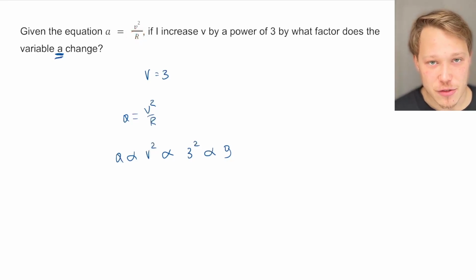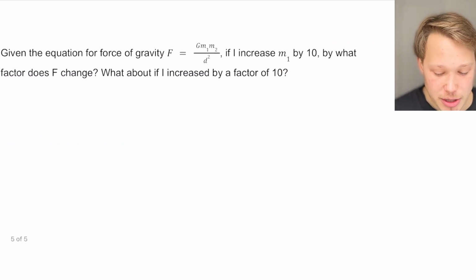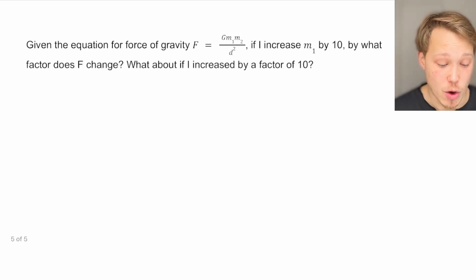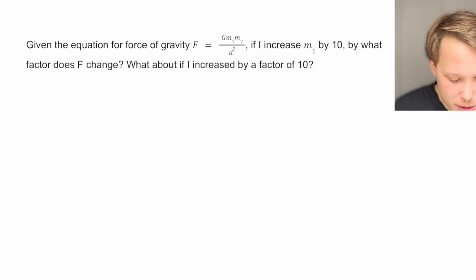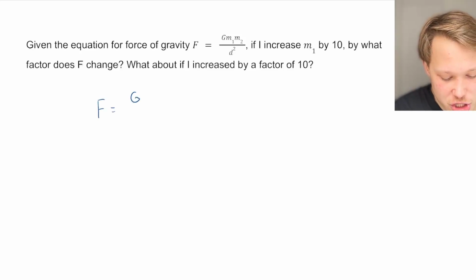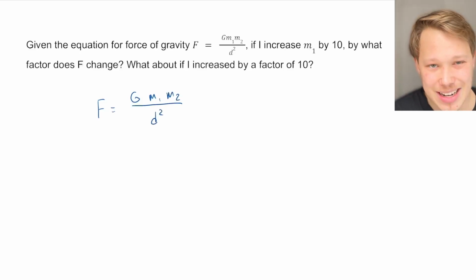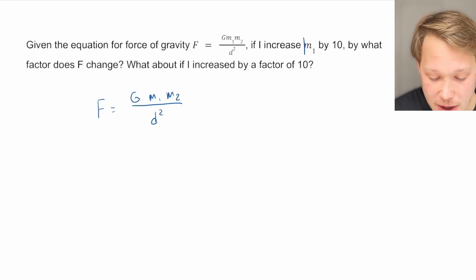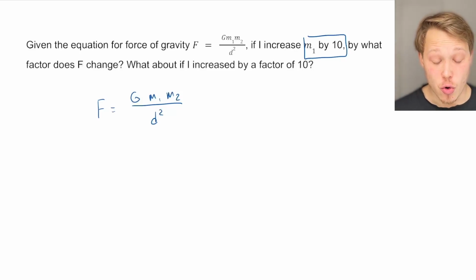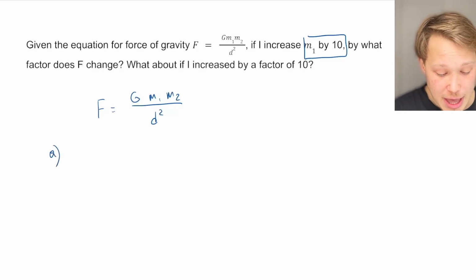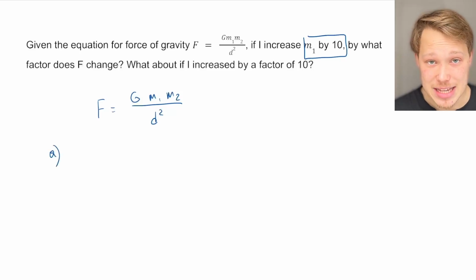Now let's take a look at this final problem right here, probably the more challenging one, right? We have an equation for the force of gravity that you will learn a lot about later in the year, and these two questions. So this is the equation itself. So G is just going to be a constant, m1 and m2 are two masses, and d squared, d is the distance between the two masses. The question is the following: if I increase m1 by 10, by what factor does F change? So in this first example, everything else stays the same except m1.